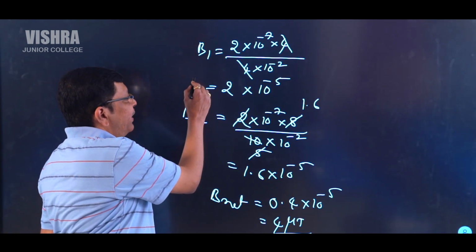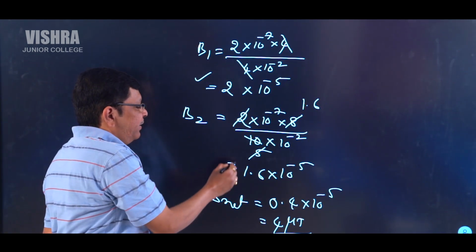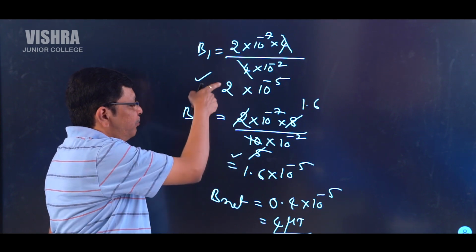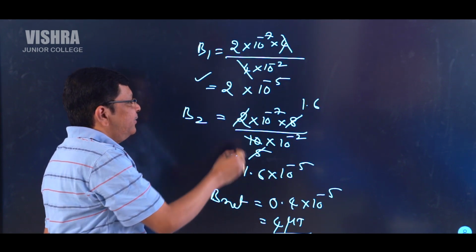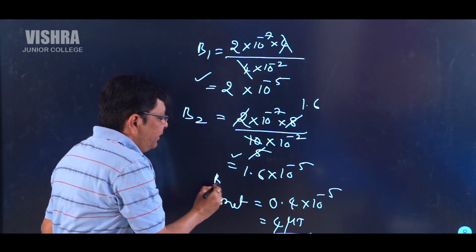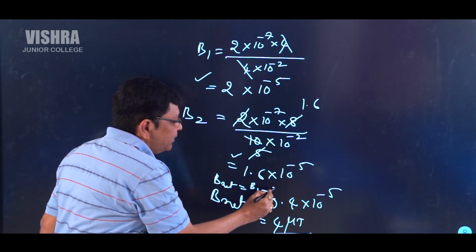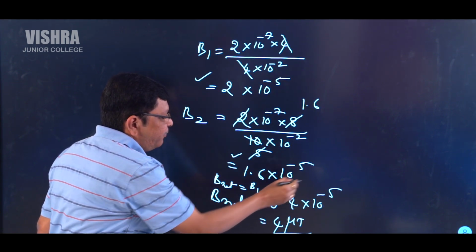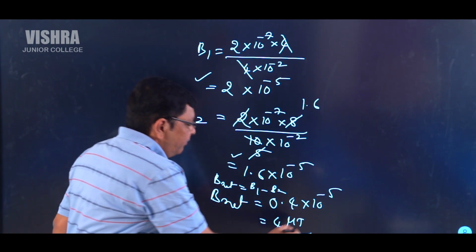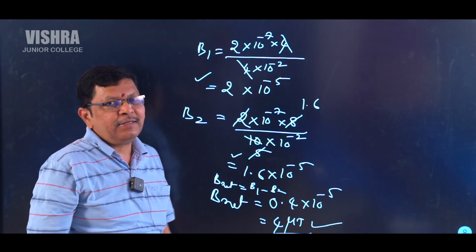Here we have the magnetic field due to the first wire as B1, and due to the second wire as B2. Both vectors are in opposite directions. So the net magnetic field will be B1 minus B2, that is 2 minus 1.6, that is 0.4 into 10 power minus 5. We can write it as 4 microtesla. Next, let us go for the next question.